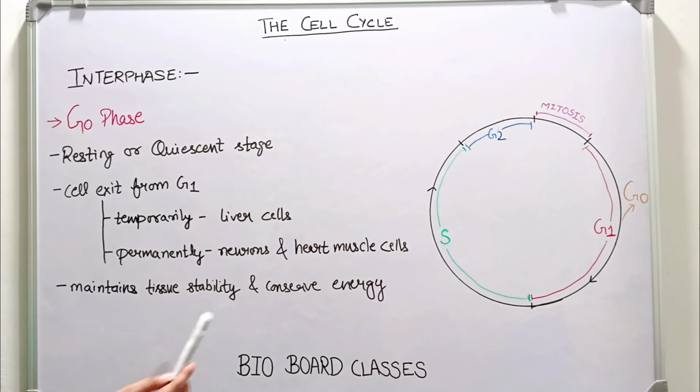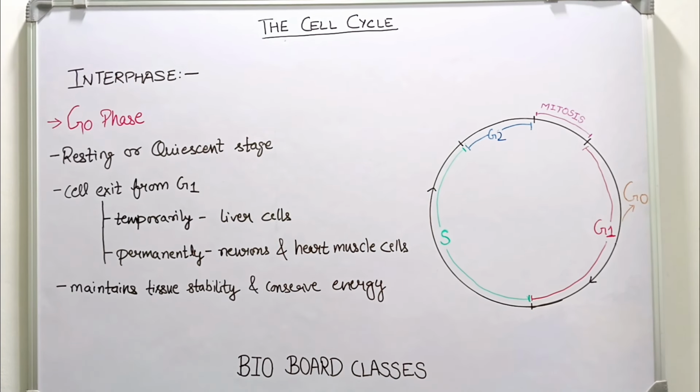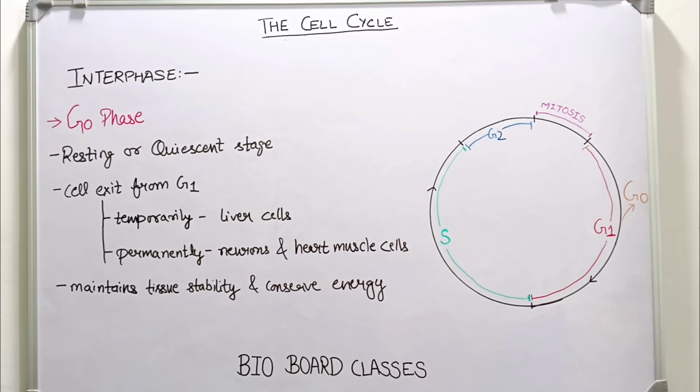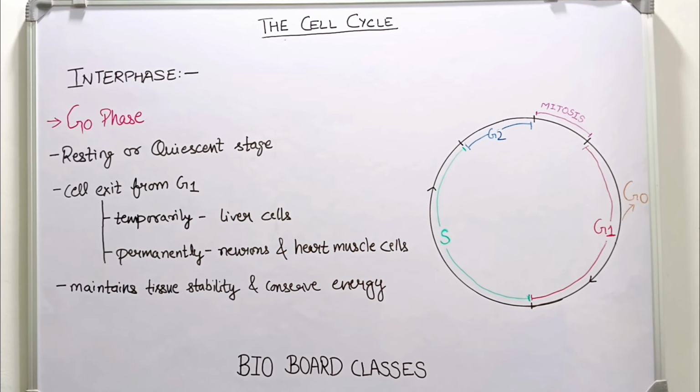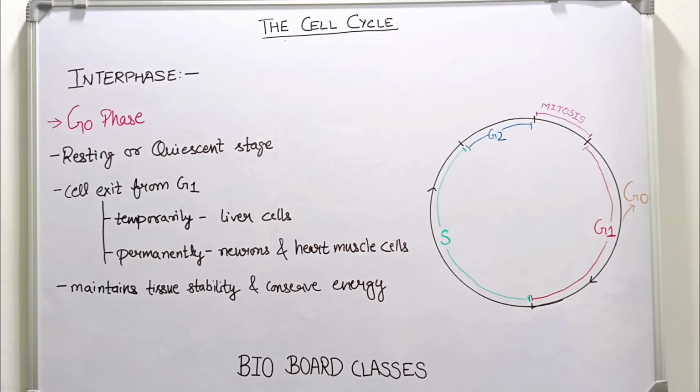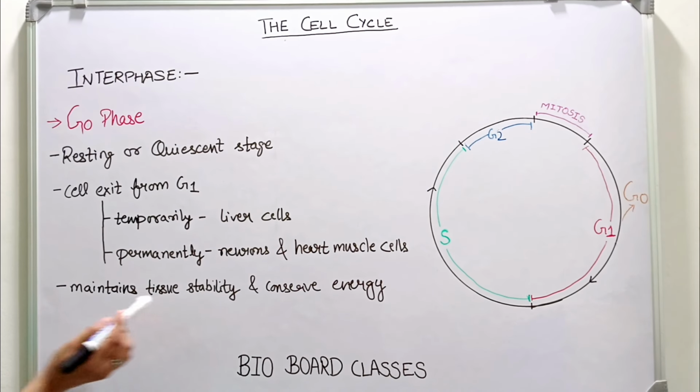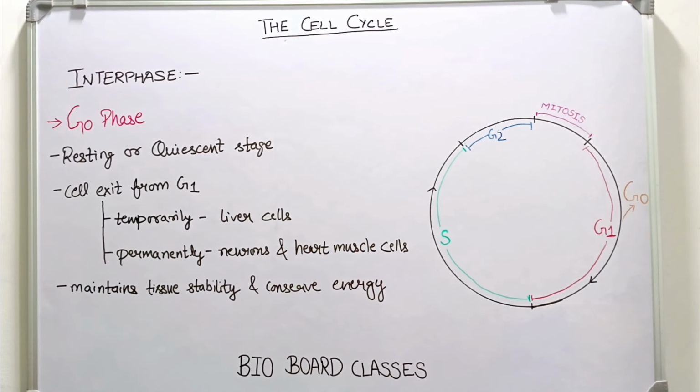Other cells like nerve cells and heart muscle cells enter G0 permanently and do not divide again once fully matured. That's why damage to these cells is often irreversible. Even though cells in the G0 phase are not dividing, they are still active and perform their normal function. They just are not preparing for mitosis. This phase is essential for maintaining tissue stability, preventing unnecessary cell division, and conserving energy. In summary, the G naught phase acts like a pause button for the cell cycle, allowing cells to focus on function rather than division.